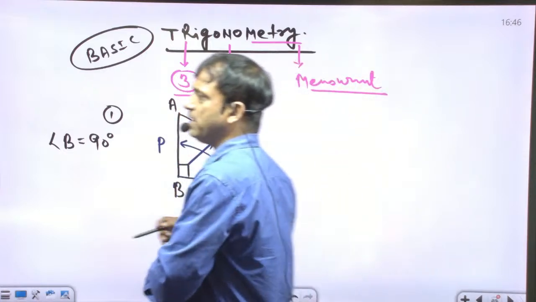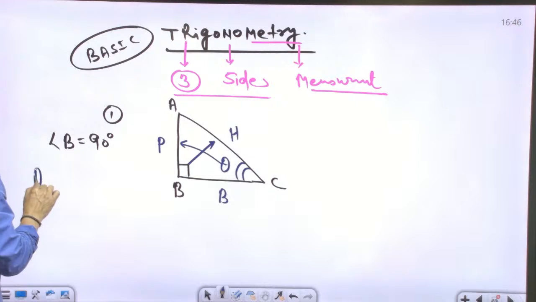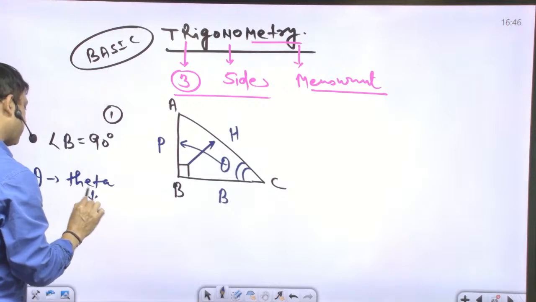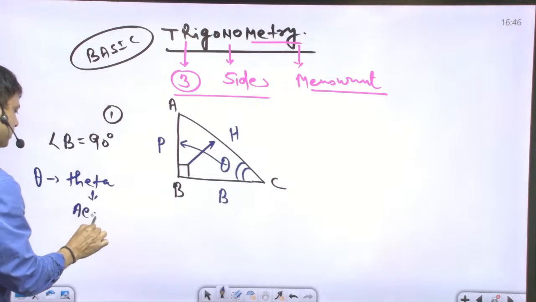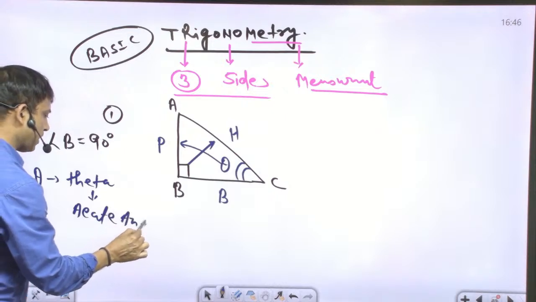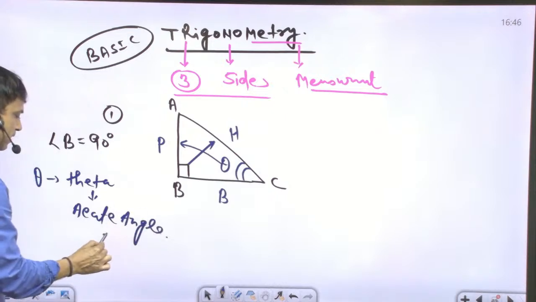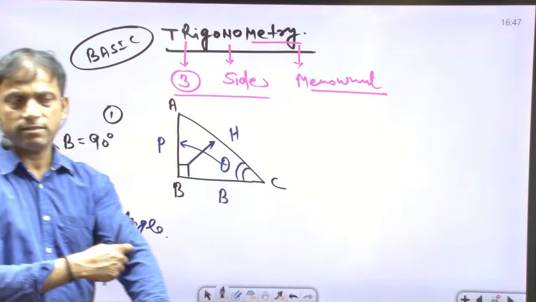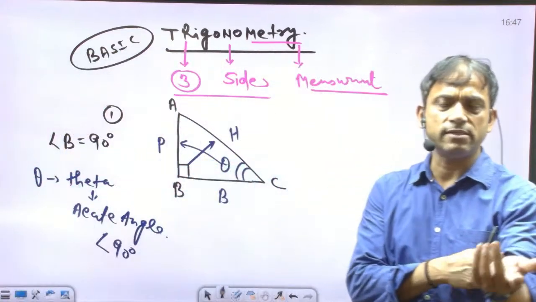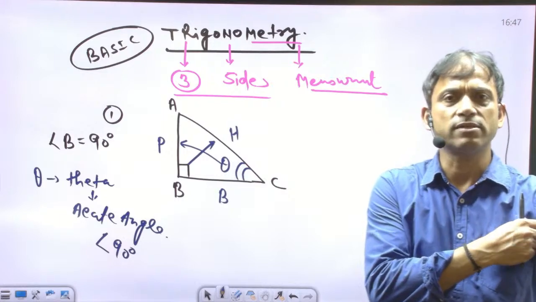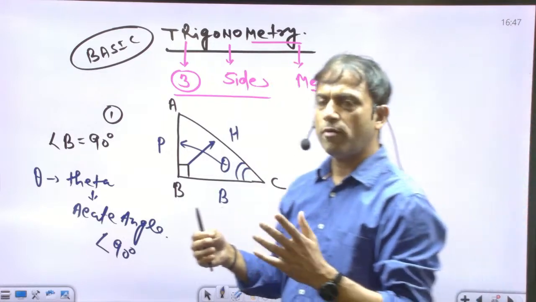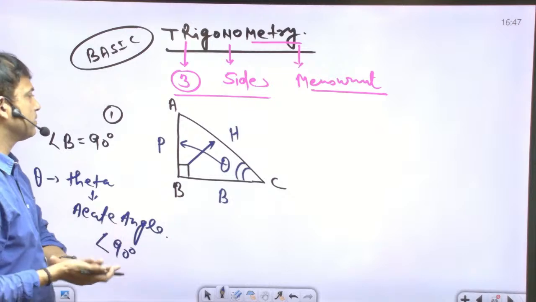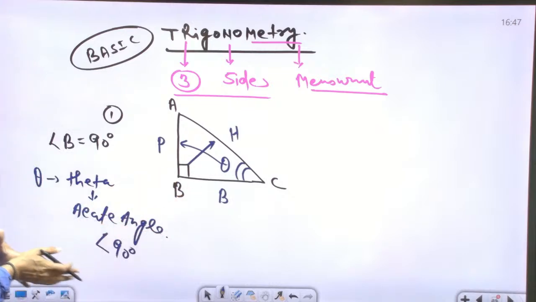And theta is any acute angle. What is theta? Theta is a symbol of angle, and theta will actually be an acute angle. And acute angle meaning? Acute angle means less than 90 degree. There are two kinds of angle: first is acute and second is obtuse. Acute is less than 90 and obtuse is greater than 90. So theta is an acute angle. Theta is a symbol only for angle.